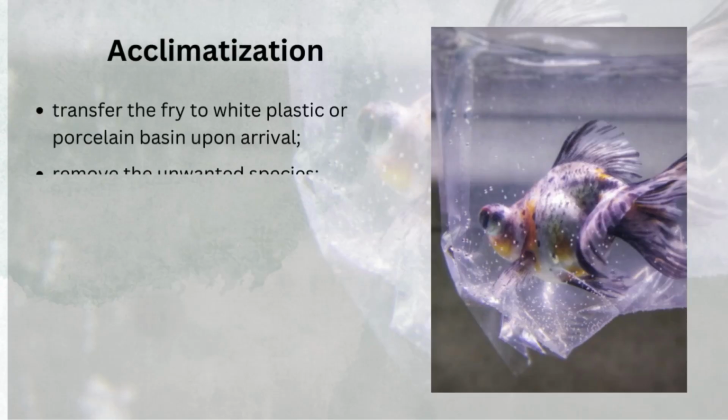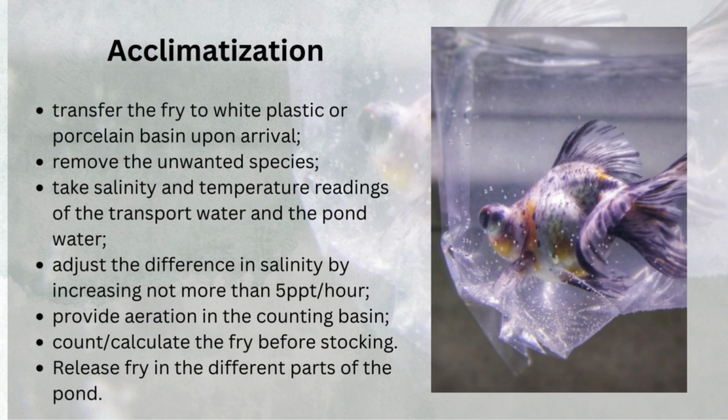Next, acclimatization or acclimation. Acclimatization or acclimation is defined as the gradual adjustment of physiological capacities of individual organisms to environmental changes. For example, in aquaculture, this refers to the water parameters such as salinity, pH levels, dissolved oxygen, and ammonia levels. For the first step, transfer the fry to white plastic or porcelain basin upon arrival, then remove the unwanted species.